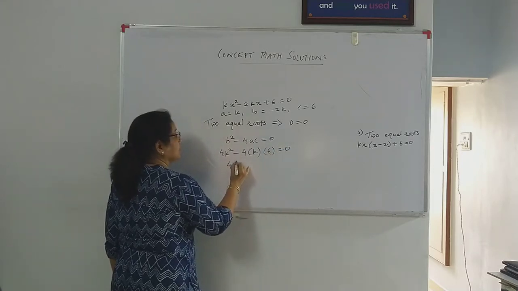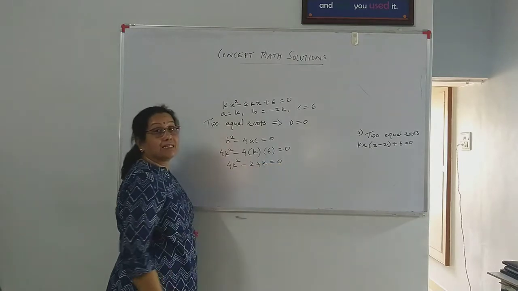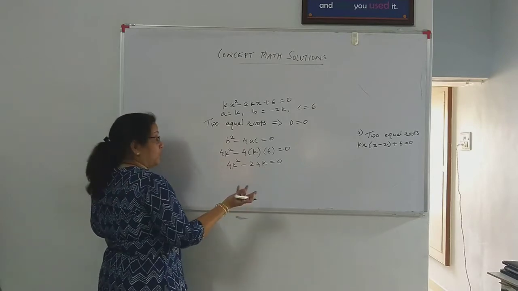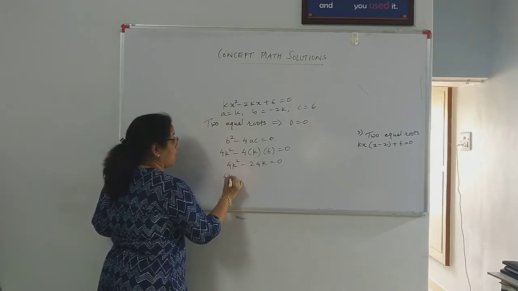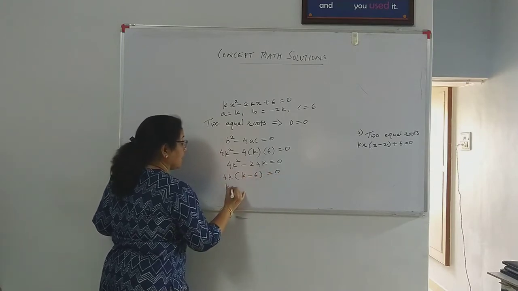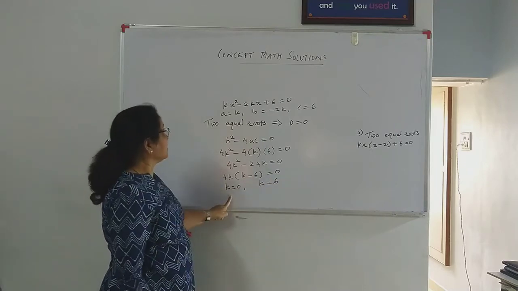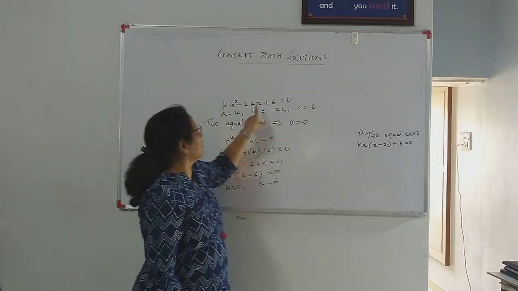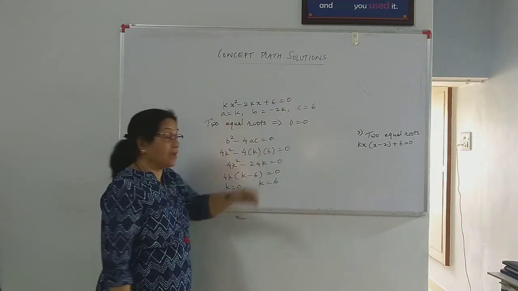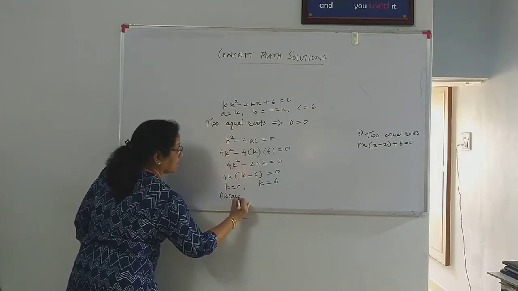So 4k square minus 24k equal to 0. Understand this is a quadratic equation, it should have two roots, if possible. So 4k common, k minus 6 equal to 0. This gives you k as 0 and k as 6. Now if I take k as 0 and put it here, k as 0, that means I get 6 equal to 0, which is wrong. So this answer is discarded.